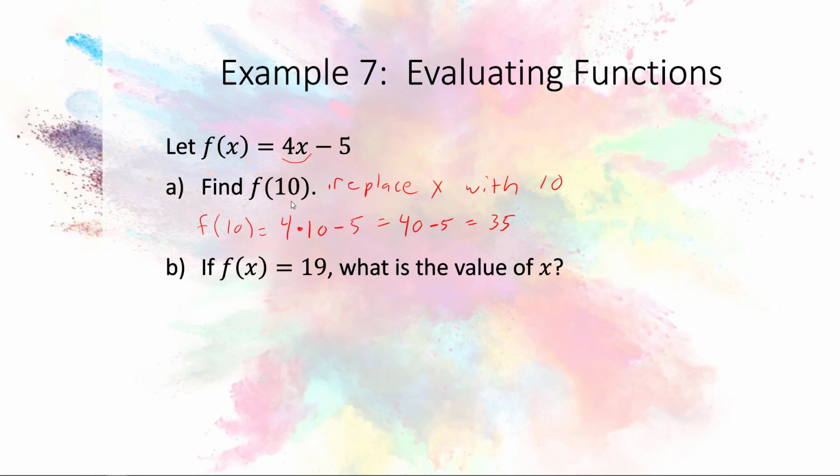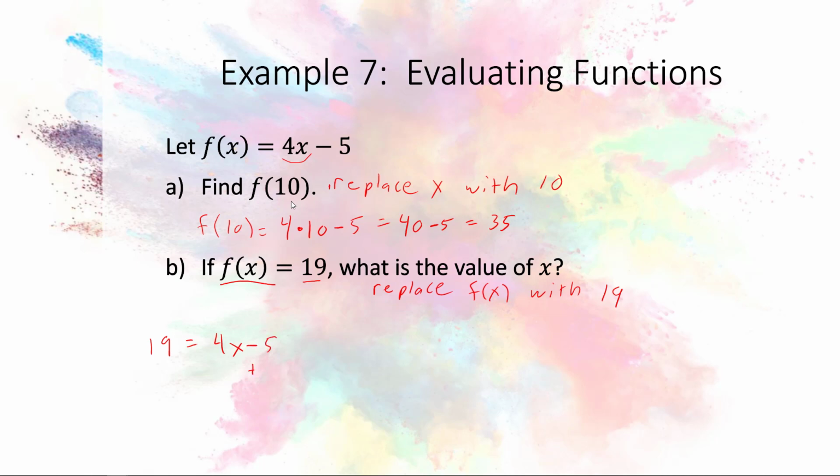Now for the second part here, we have the problem, if f of x is equal to 19, what is the value of x? So here they're telling us that f of x is going to be equal to 19. So we can substitute 19 for f of x, or we can replace f of x with 19. Okay, and then if we do, we will have that 19 is equal to 4x minus 5.